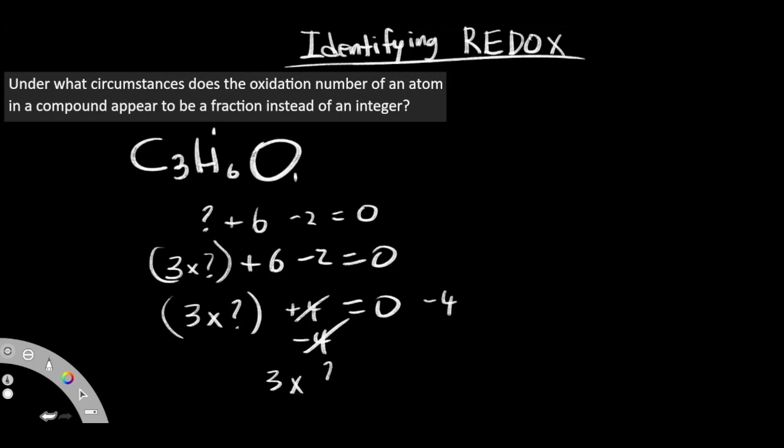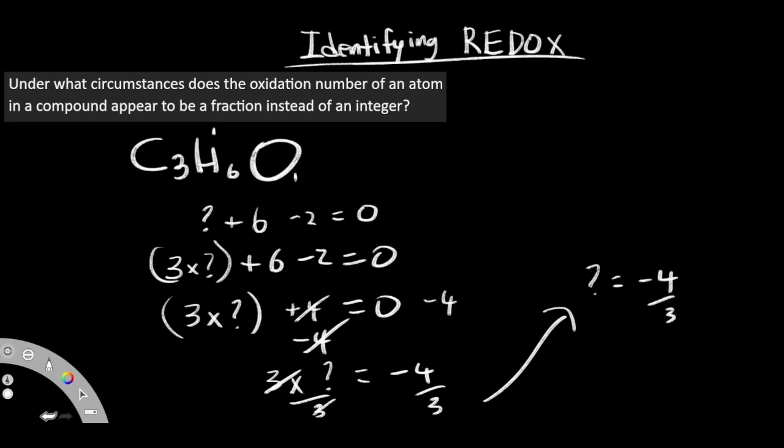So we got 3 times that question mark is equal to that -4. So to isolate this, we just got to divide by 3 because this is multiplying by 3. So if they're opposites, they cancel out. If I do that on the left side, I got to do it on the right side. So this question mark is going to equal -4 over 3. As you can see, we have gotten a fraction instead of an integer.